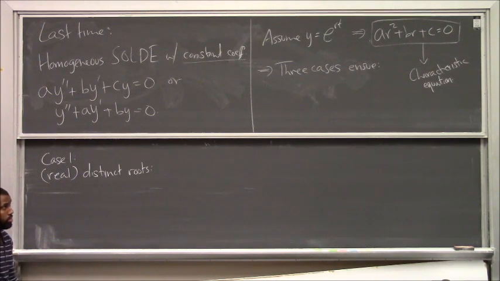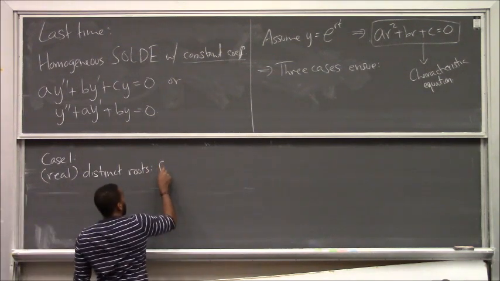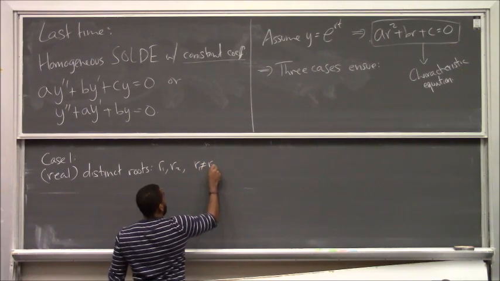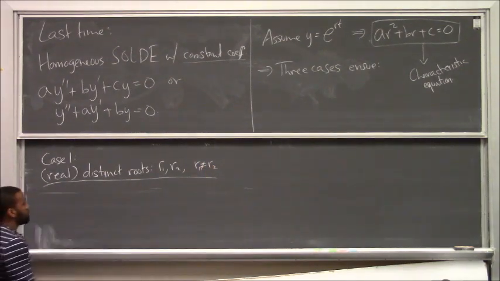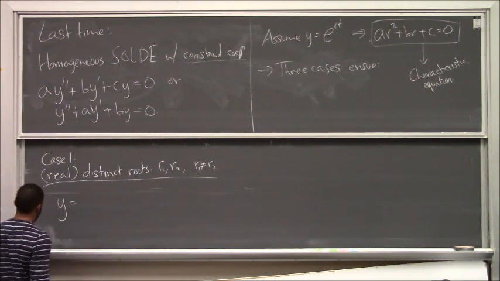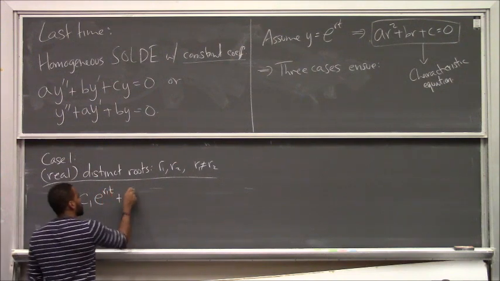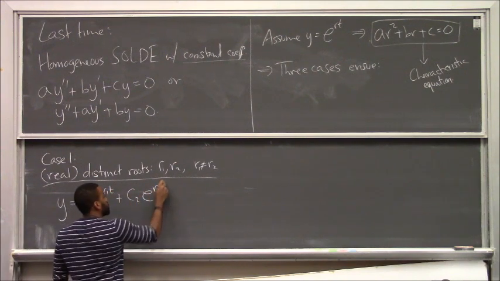One possibility is that you have 2 distinct roots, R1 and R2, with R1 not equal to R2. So that was one case, you have distinct roots. And what does the solution look like in this case? C1 e to the R1 T plus C2 e to the R2 T.